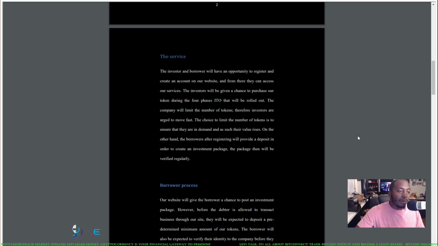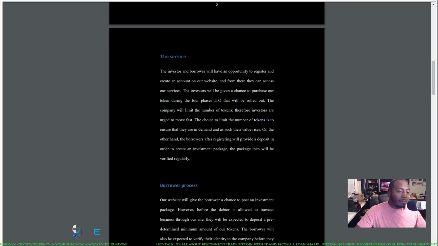The investor and borrower will have an opportunity to register and create an account on the website, and from there they can access our services. The investor, which would be you and me, will be given a chance to purchase our token during the four phases of initial token offering that will be rolled out. The company will limit the number of tokens. Therefore, investors are urged to move fast. The choice to limit the number of tokens is to ensure that they are in demand, and as such, their value will rise. On the other hand, the borrowers, which will be the companies that will utilize EscrowCo services, will register.